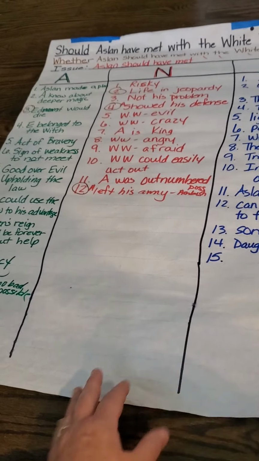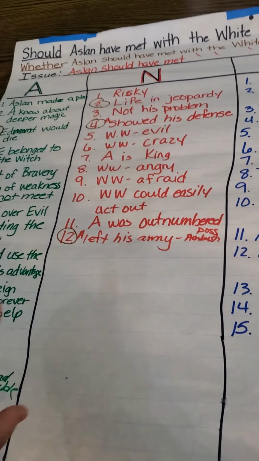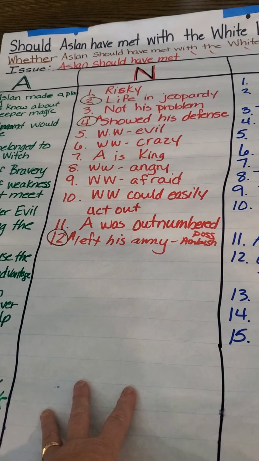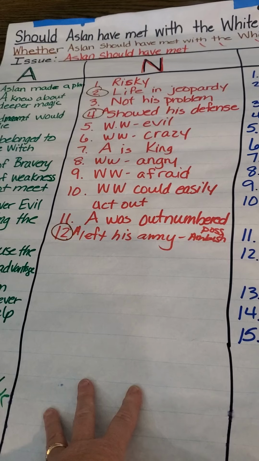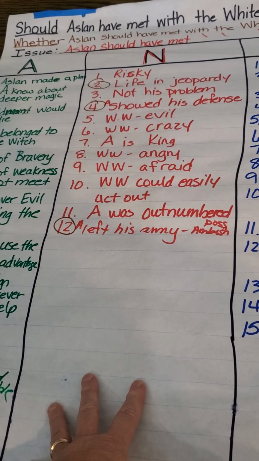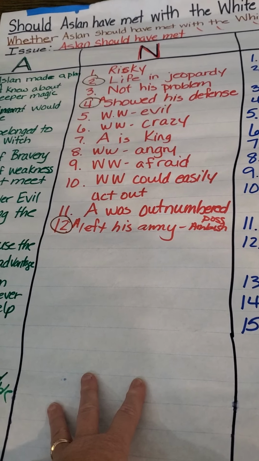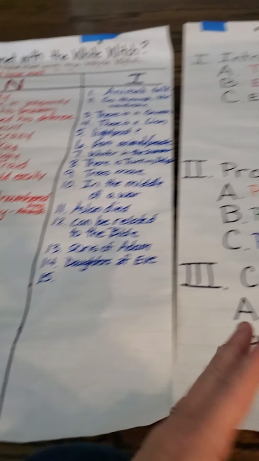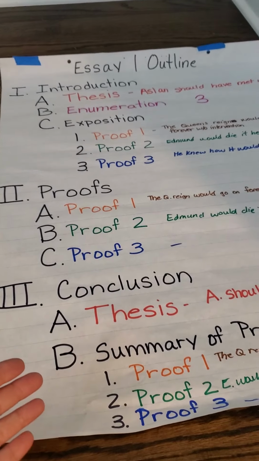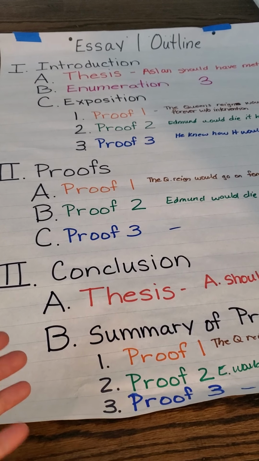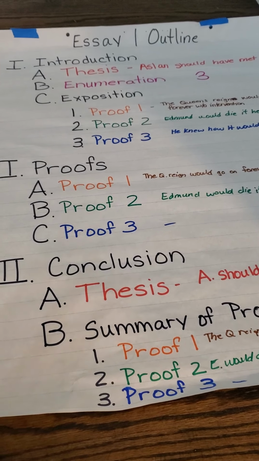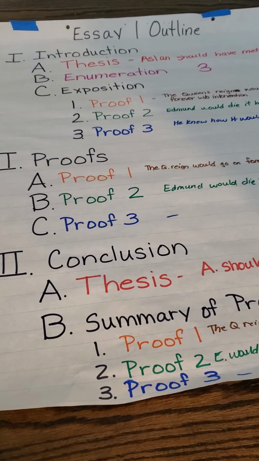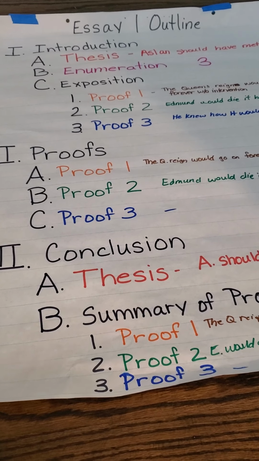Now, in class we also practiced orally. We did a negative. Instead of saying Aslan should have met with the White Witch, we said Aslan should not have met with the White Witch. We're going to use both of these next week. I'm going to write up our outline in this same form. And next week, we're going to work in class on how you take the outline and turn it into a paper. This will be the most boring paper they have ever written.